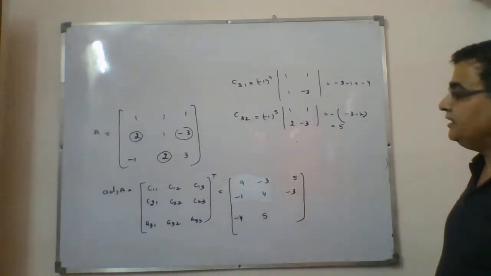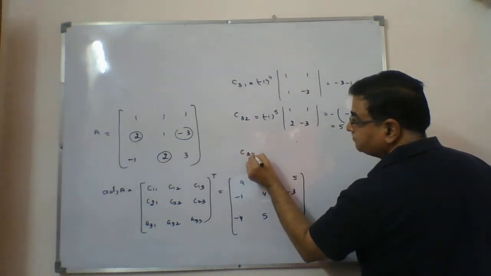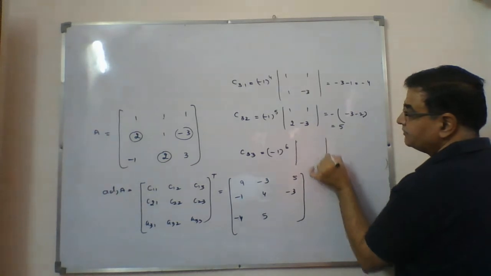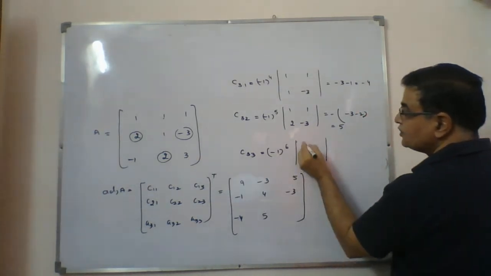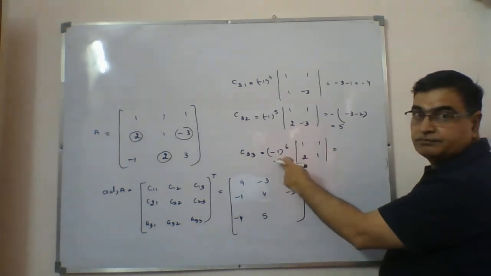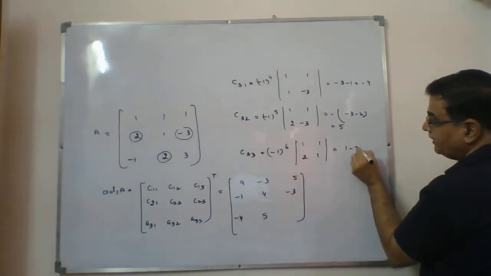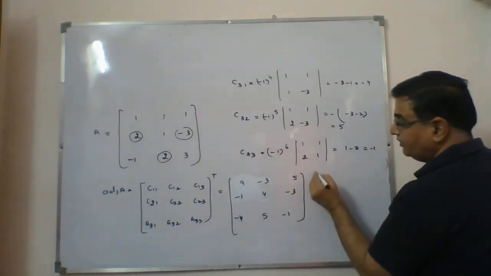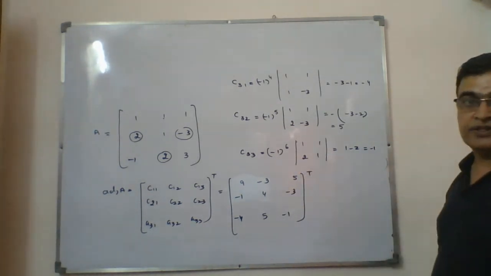And last will be C33. Minus 1 power 6. This is 3, 3, so 1, 1, 2 and 1. What does it come out to be? Left plus 1 minus 2, it is coming minus 1. Minus 1 is here. And then you go for the transpose of it.